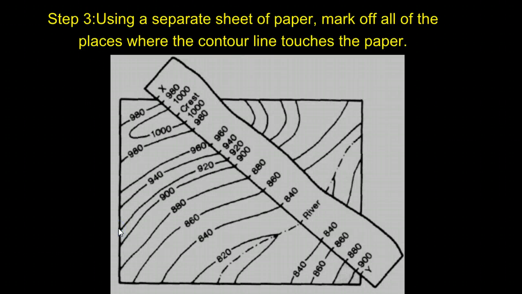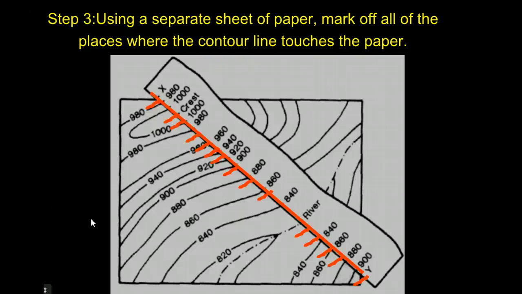Now, step 3, using a separate sheet of paper, you mark off all of the places where the contour line touches the paper. So you have to line the separate sheet of paper up to the line that you drew in between the 2 points. And every time the line touches a contour line, you make a mark.